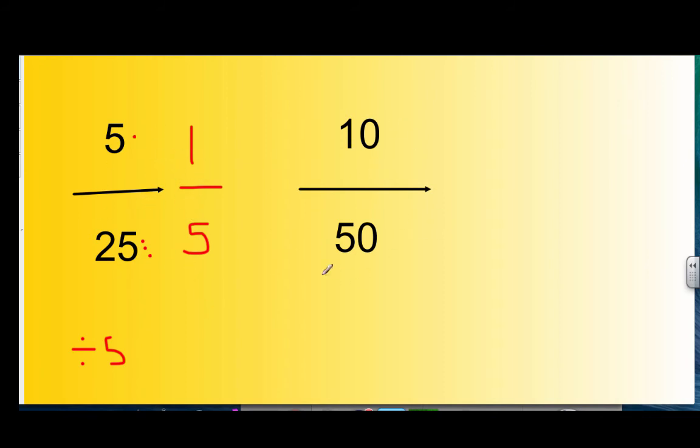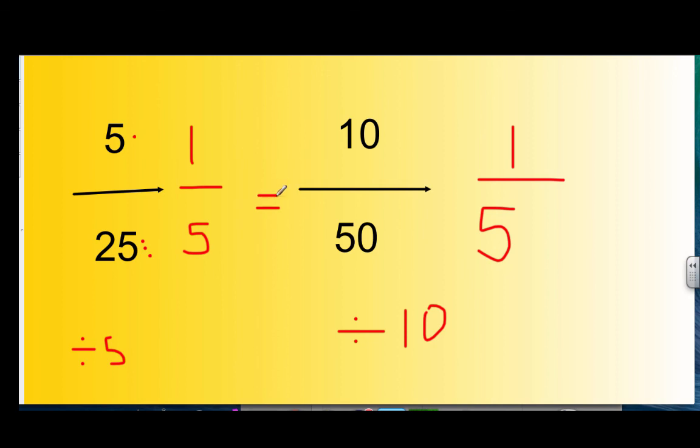Let's go over here to 10/50. All right, what's the biggest number that goes into 10 that also goes into 50? Definitely 10, right? 10 divided by 10 equals 1, right? And 50 divided by 10 equals 5, doesn't it? So what do you know? Those two fractions equal each other.